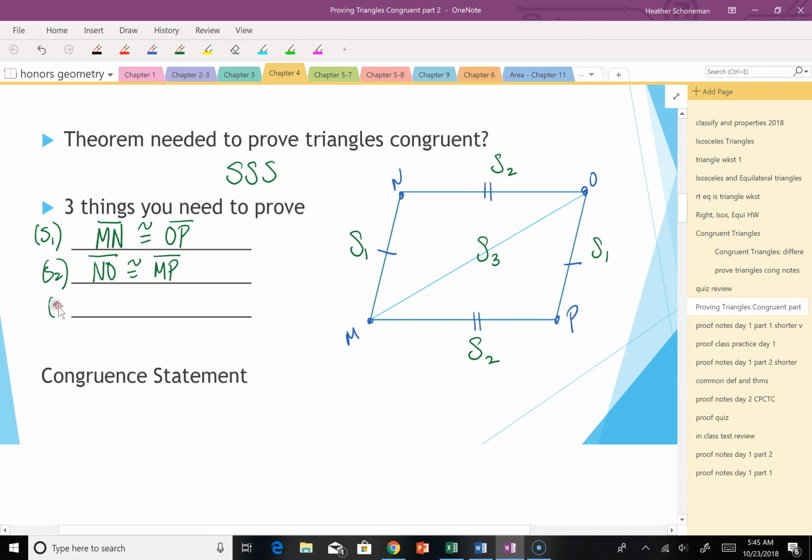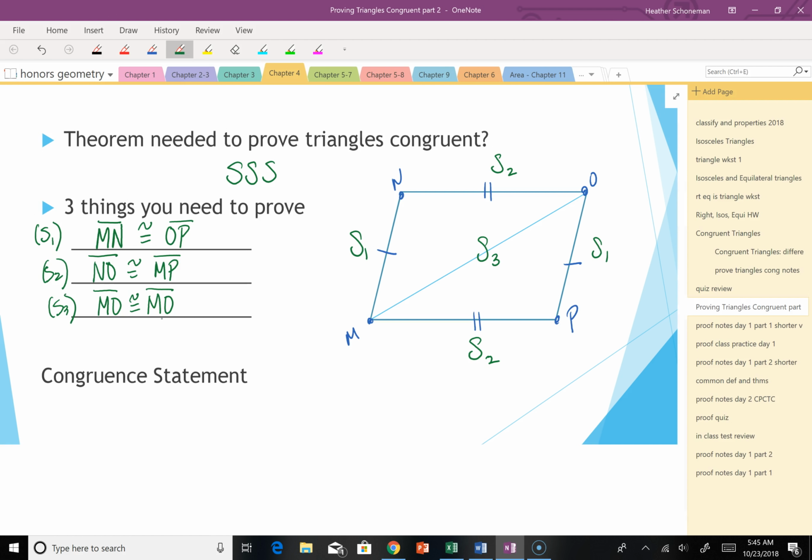The third is the side in the middle, and the name of the side in the middle is MO, so we're going to write MO is congruent to MO, and you write it in the exact same order. So those are the three facts that we're going to have in our proof next class.